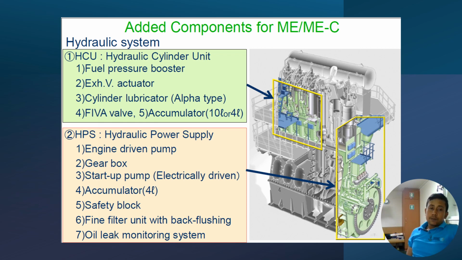And second, we have the HPS, hydraulic power supply, which consists of 7 components: engine driven pump, gearbox, startup pump, which is basically electrically driven, accumulator, safety block, fine filter with back flushing, and oil leak monitoring system.